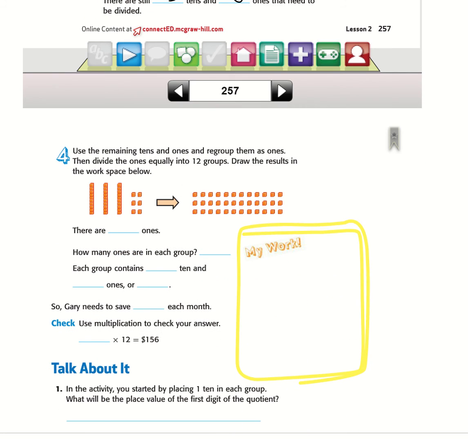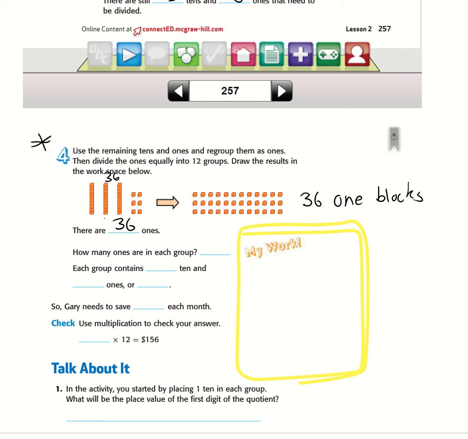So use the remaining tens and ones and regroup them as ones. Then divide the ones equally in 12 groups. So just like we did before, this is another one I'm going to star, because this is something that we really need to know. When there's not enough of a block, we can split that block up. So our 3 tens blocks are now going to be 36 one blocks. So here's 36, it's 3 tens, 6 ones. Now we have 36 one blocks. So we have 36 ones.